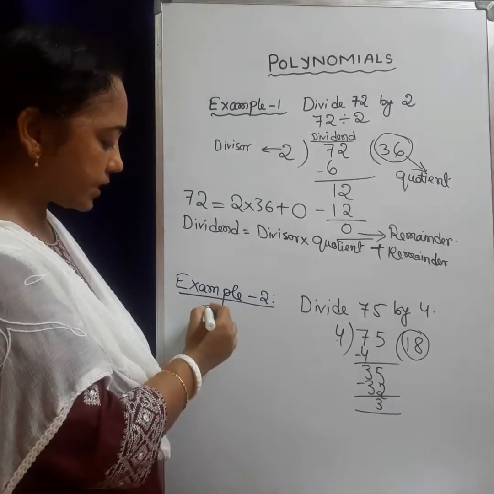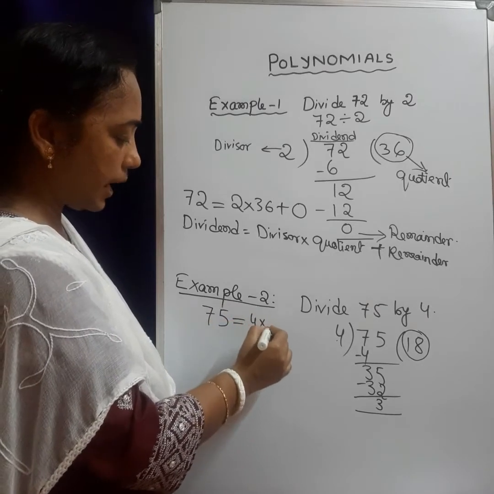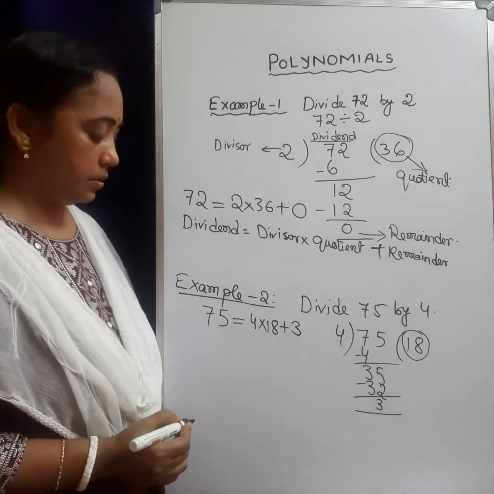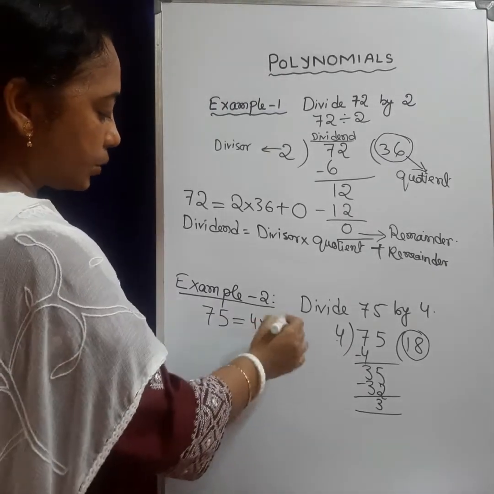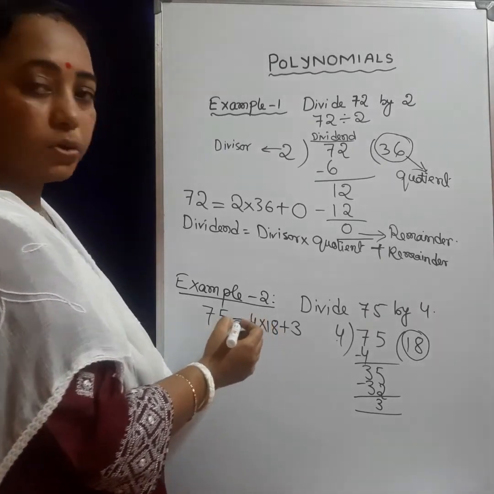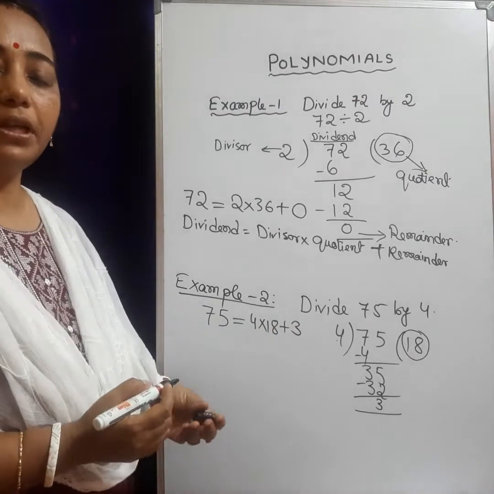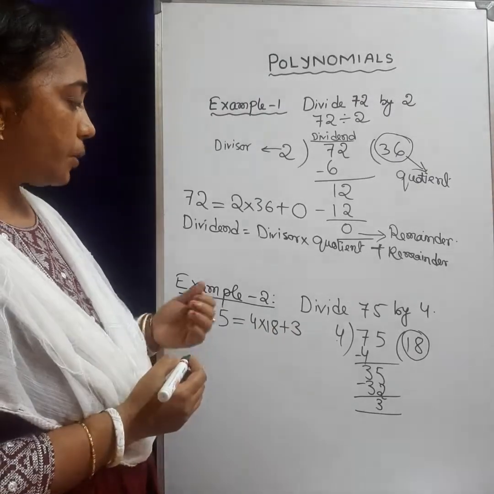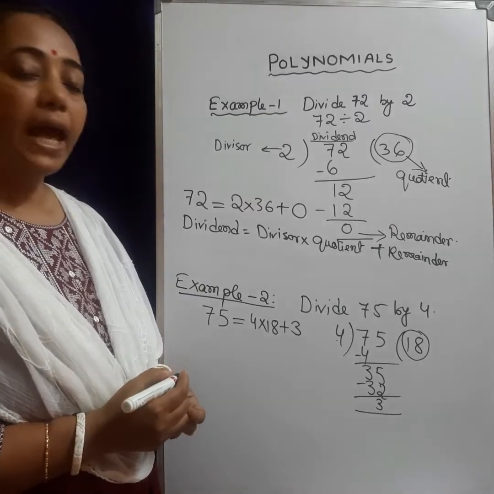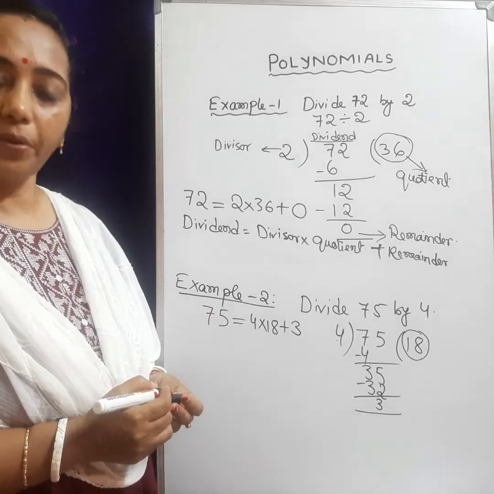So here also we can express the dividend, that is 75, as the product of divisor and the quotient plus the remainder, here 3. If you just do this calculation, you will get the result as 75 because 18 4s are 72 plus 3. You will get 75. So from these two examples, we can see that we can express dividend as the product of divisor and quotient plus remainder.